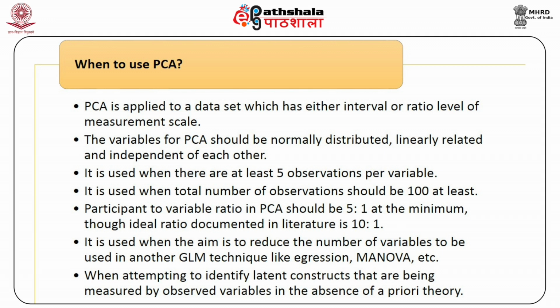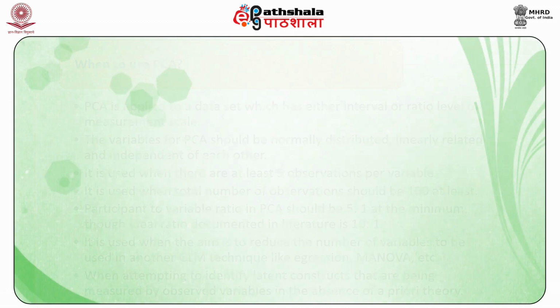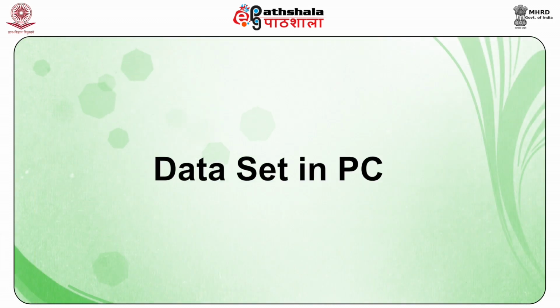It is used when the aim is to reduce the number of variables to be used in other GLM techniques like regression, MANOVA, etc. When attempting to identify the latent constructs that are being measured by the observed variables in the absence of a priori theory, then PCA proves its application. The data set in PCA.